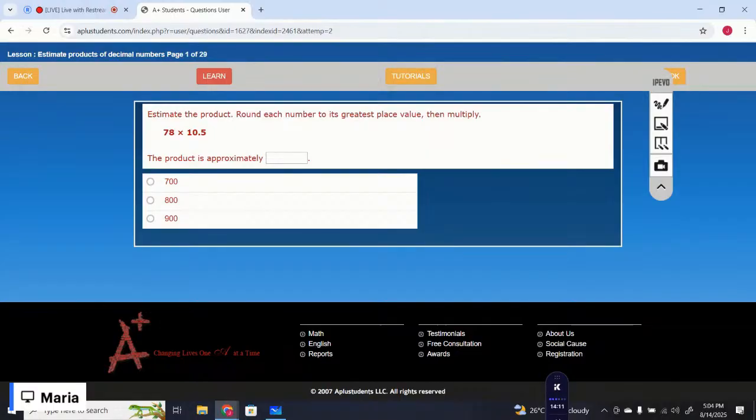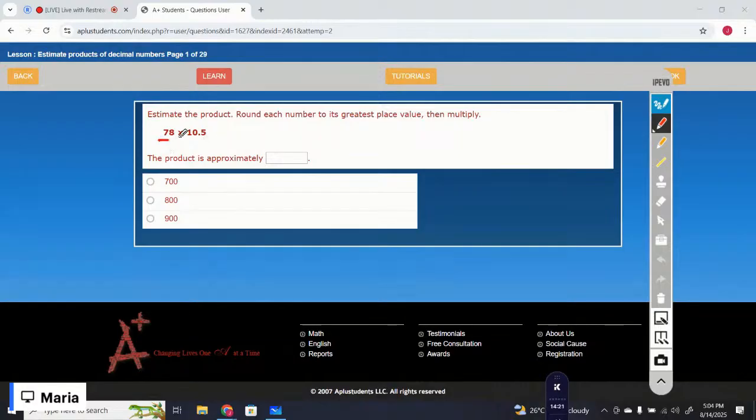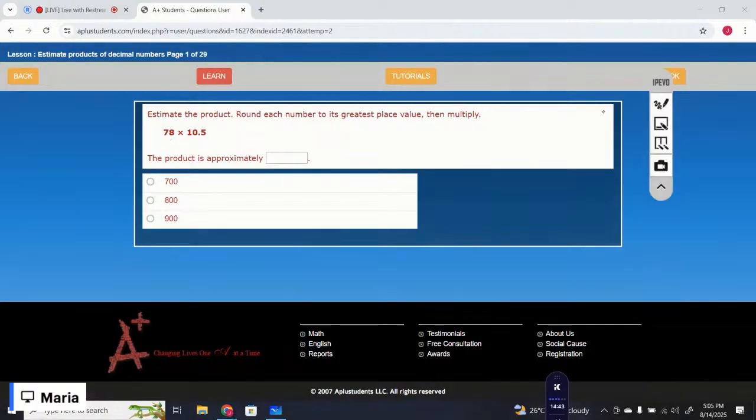78 times 10.5. So 78 is rounded to 80 and 10.5 is rounded to 10. 80 times 10 is 800. Option number 2 is the correct option, 800 it is.